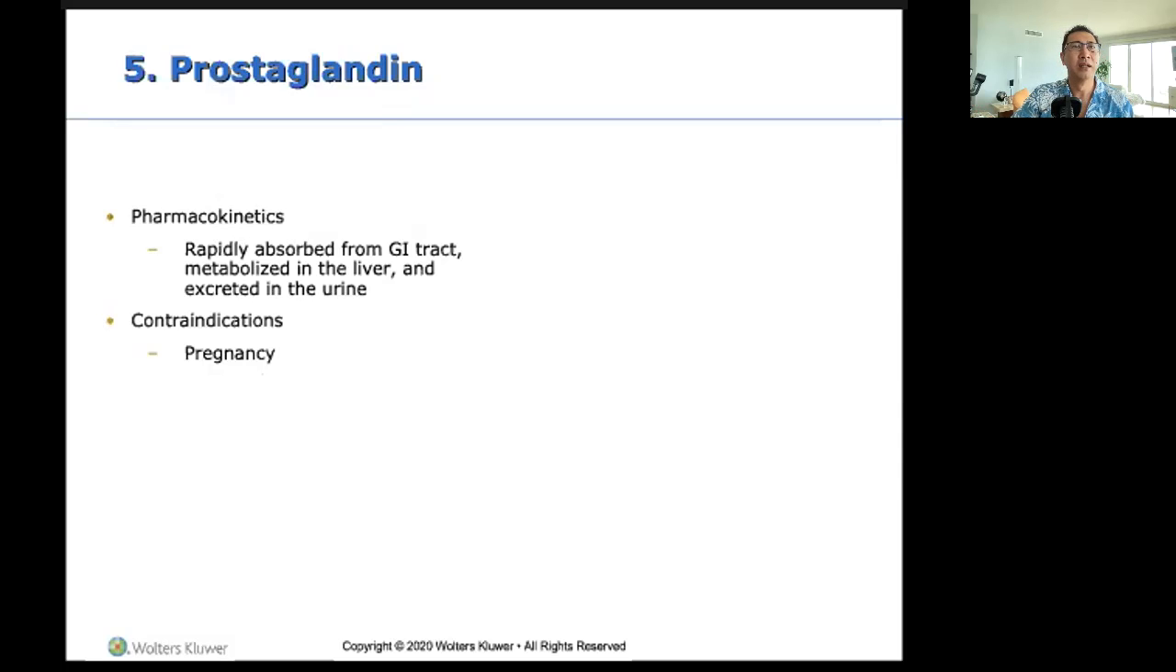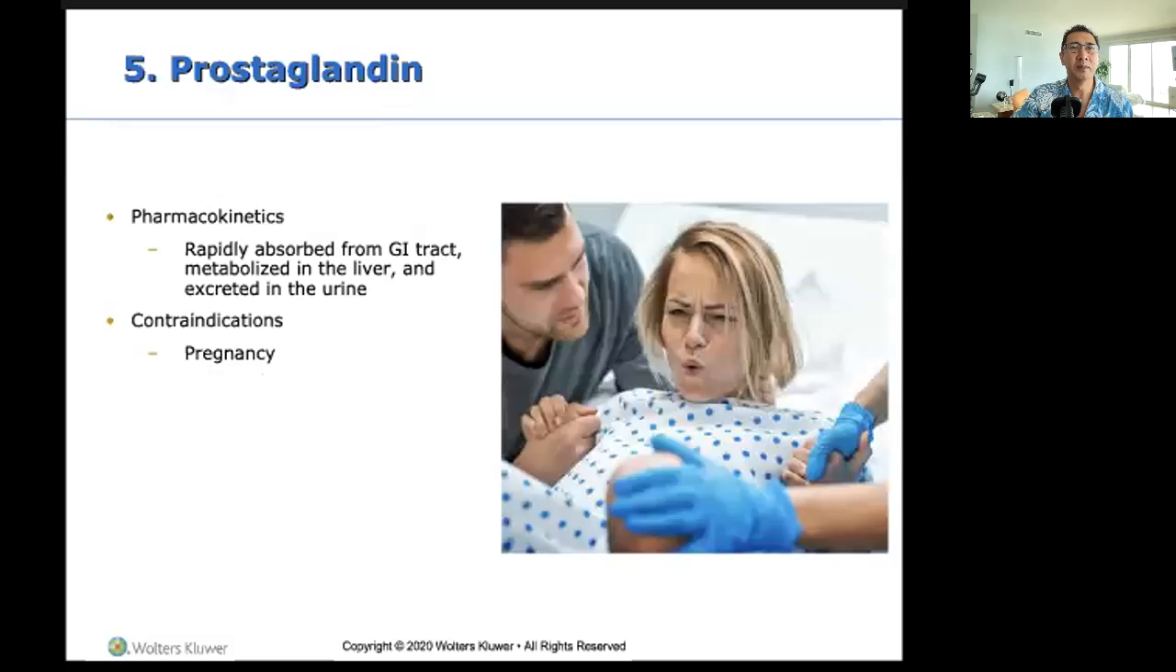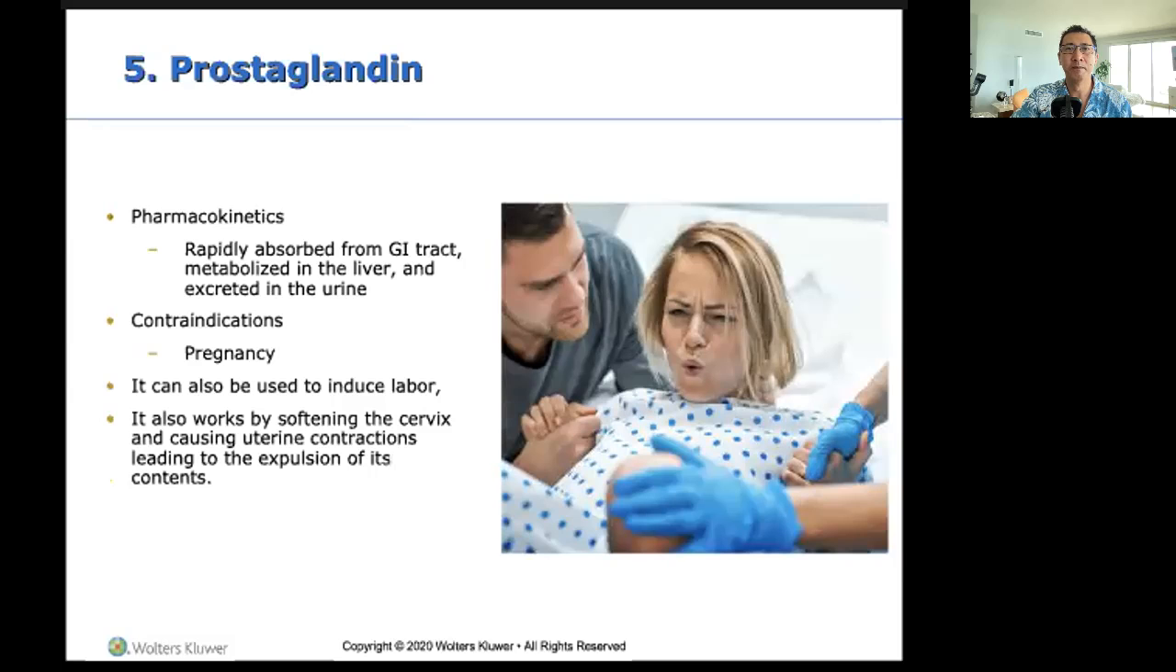But this one is special because it can also be used to induce labor. It works by softening the cervix and causing uterine contractions, leading to the expulsion of its contents, or the baby.